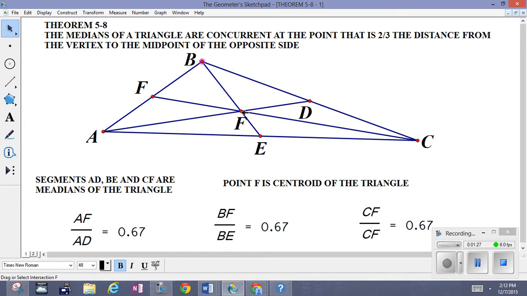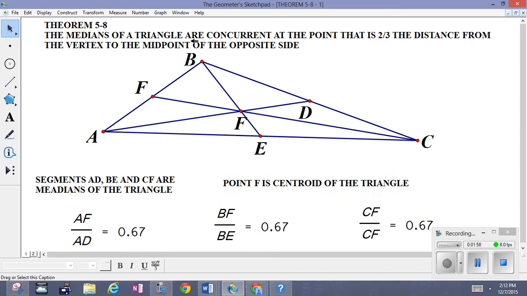The centroid is the center of balance of the triangle. So I could literally balance this triangle on the tip of a needle at this point F. That's the centroid. Okay. Our medians are AD, BE, and CF. Again, medians are those segments as listed here. They're drawn from the vertex to the midpoint of the opposite side. The point where they meet is the centroid.